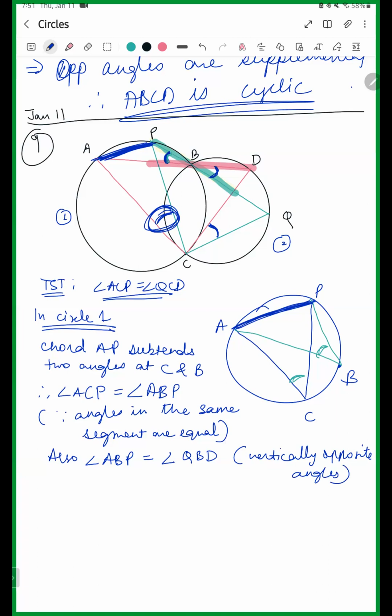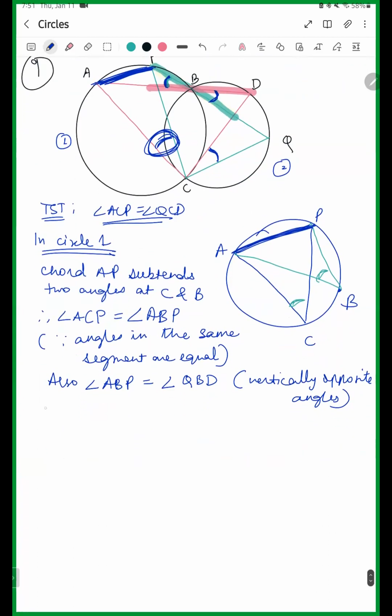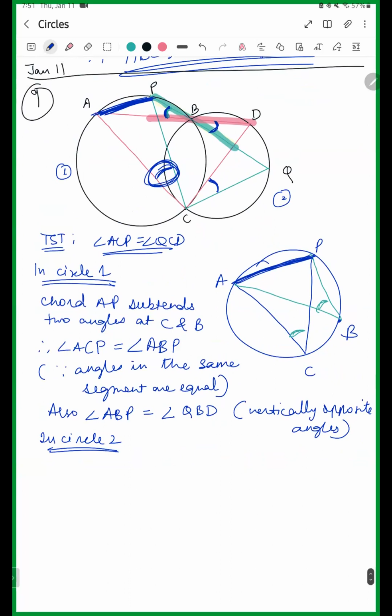Now in circle 2, meaning the smaller circle, again look at the circle, it's going to be like this. This is your point Q, this is your point D. These two, you can join them to make a chord. Here is your point B and here is your point C.